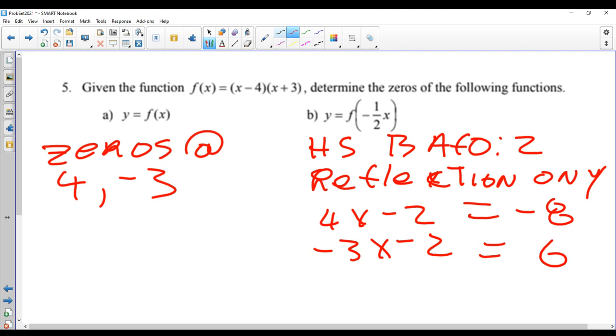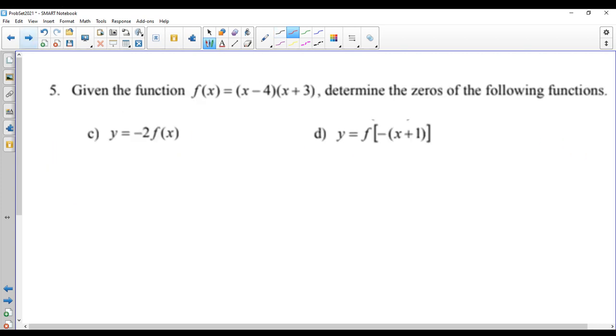Let's move on. -2 f of x, this one here. First of all, Abdullah, what's going on with the -2 f of x? Tell me what kind of transformations are going on there. Give me the nature of these transformations if I'm multiplying the f of x by -2. What does that do?